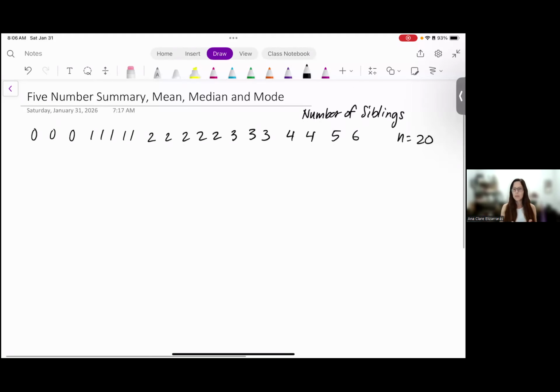Now, the mean, the median, and the mode are measures of location of center, and we typically use the mean versus the median, depending on the situation. We use the mean, which is the arithmetic mean, or what most people call the average, when the data has a symmetric distribution and is not skewed.